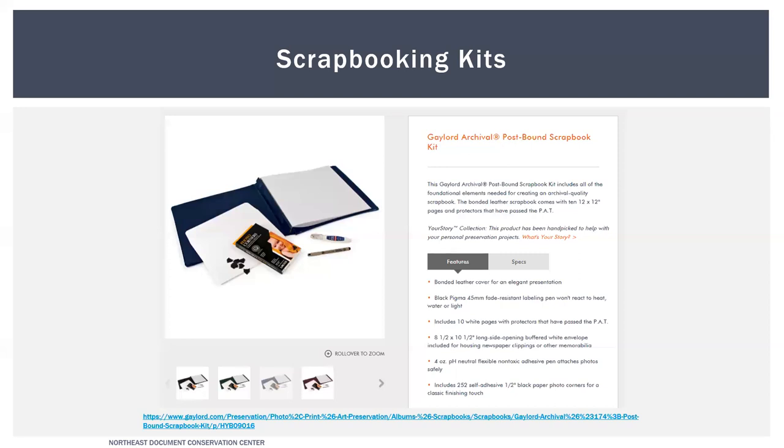There are some scrapbook kits available on the market now that are being marketed as being archival. On the screen, we have an example that is being sold by Gaylord Archival. If you look at the features of the kit, it includes a pigment pen, pages that have passed a PAT test, which is something that we will talk about in the next section, and a pH neutral adhesive. These kits are an acceptable choice if you want something that is ready to use. They can get a little bit pricey, but it is possible to source these individual materials yourself as well. We will discuss what things to look for in materials in a little bit.